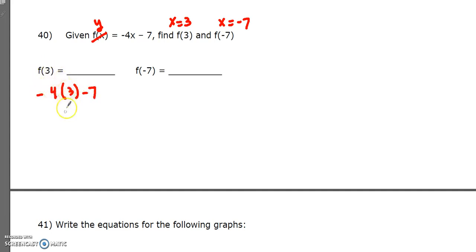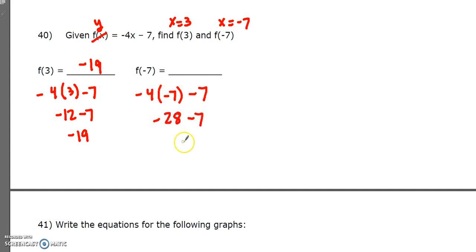So I've got -4 times 3, which is -12, minus 7, which turns out to be -19. If I replace it with a -7, I'm going to have -4 times -7 minus 7. So -4 times -7 is -28 minus 7, which will give me a -35. Okay?